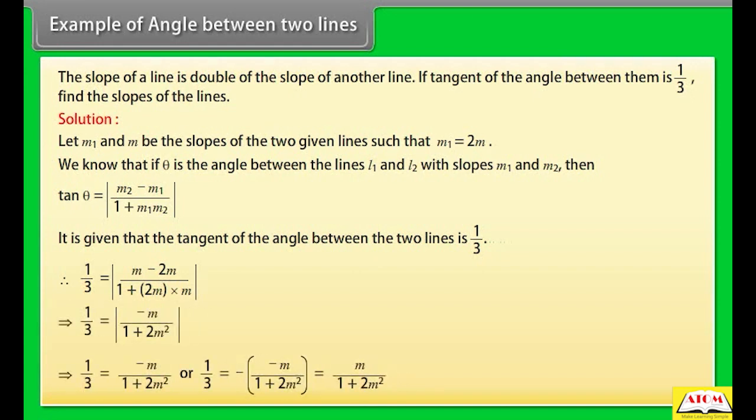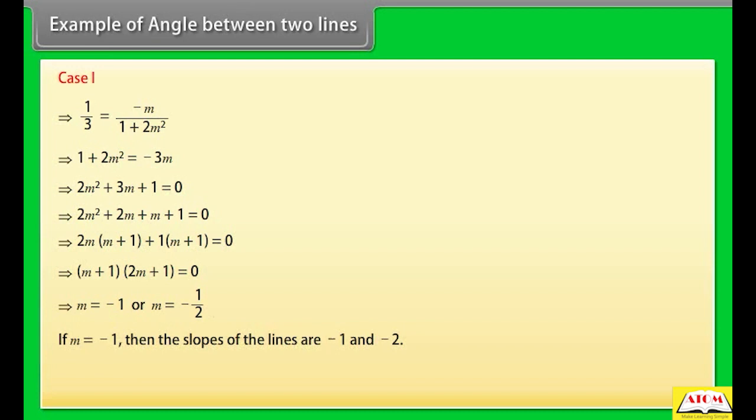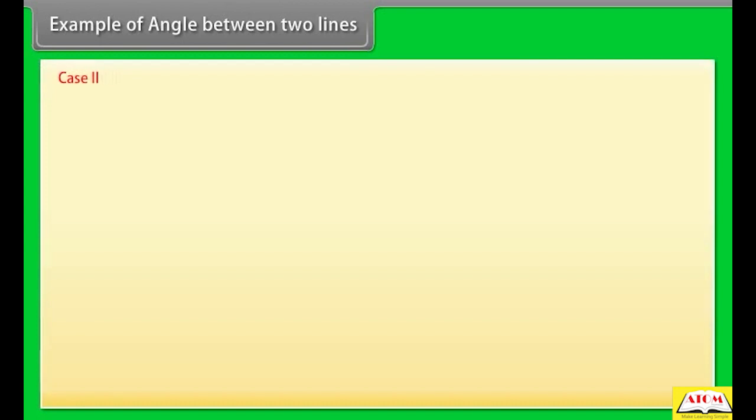On solving, we get the modulus of m by (1 plus 2m square). Case 1. 1 by 3 is equal to minus m by (1 plus 2m square). On solving, we get m is equal to -1 or m is equal to -1 by 2. If m is equal to -1, then the slopes of the lines are -1 and -2. If m is equal to -1 by 2, then the slopes of the lines are -1 by 2 and -1.